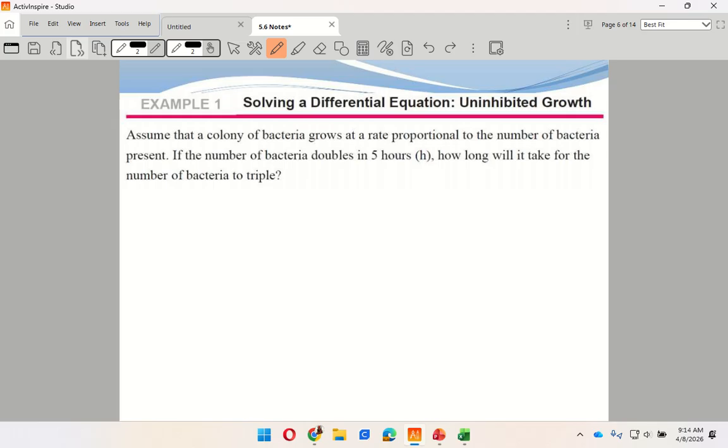Assume a colony of bacteria grows at a rate proportional to the number of bacteria present. The number of bacteria doubles in 5 hours. How long would it take for the number of bacteria to triple? Okay, so I know that my time t should be from its start, whatever amount.